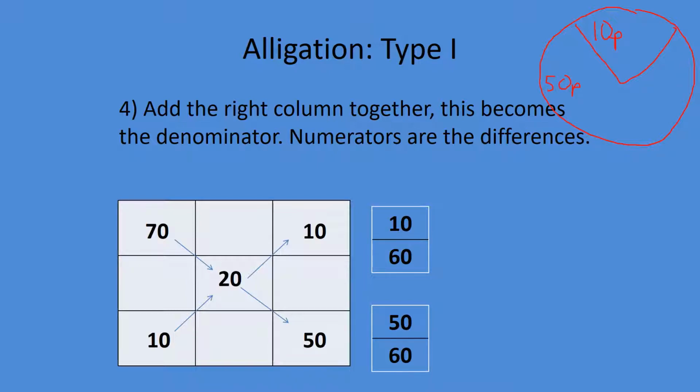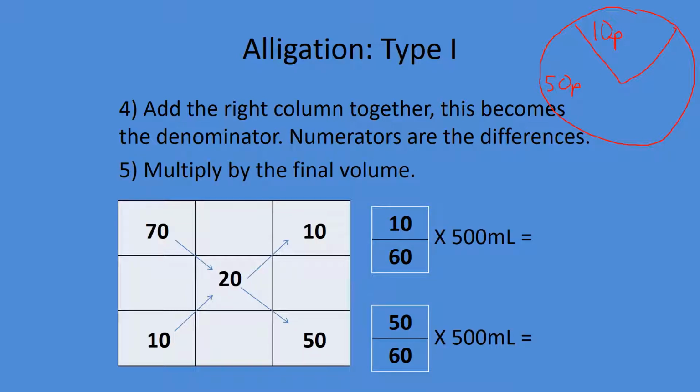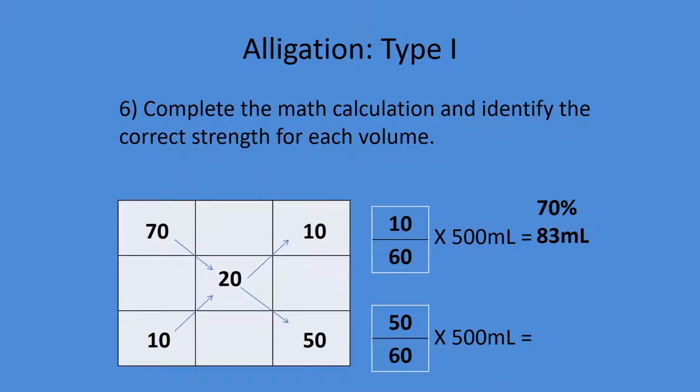All right, so the last thing we need to do is multiply by the final volume, right? Because what's 10 out of 60 times 500? That's going to be 83 mLs. 50 out of 60 times 500, that's going to be 417. So what we got is 83 mLs, and we got 417 mLs.